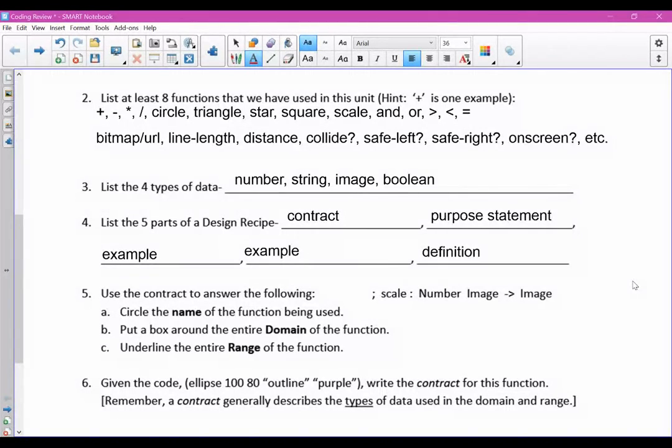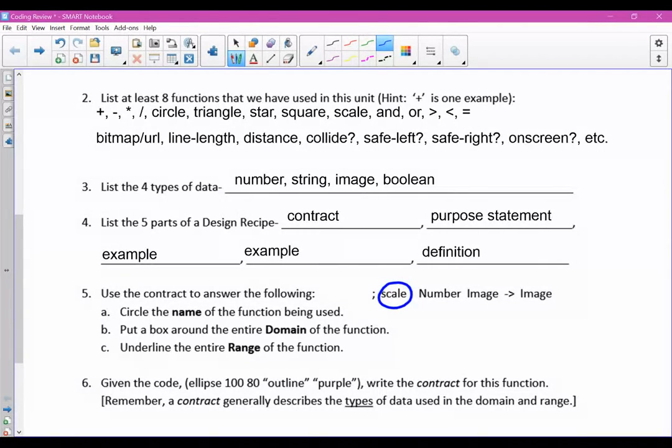All right, number 5. Number 5 says, use the contract to answer the following questions. So we have scale, number, image, image. Part A says, circle the name of the function being used. So our name is always between the semicolon and the colon.